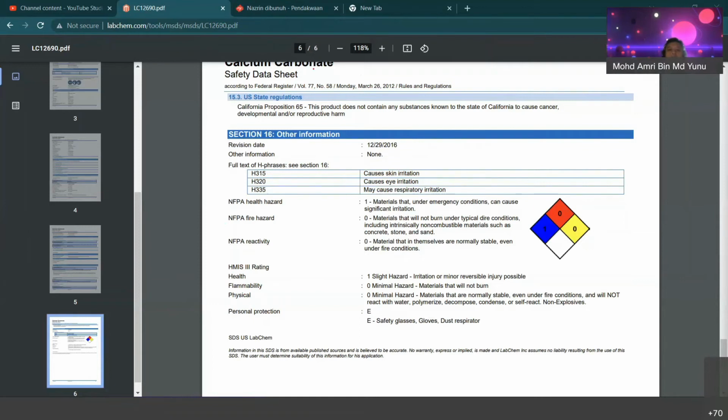So this is the sample of chemical exposure control. Okay, engineering control. This is an example of engineering control. Engineering control. There are fume hoods and also local exhaust.